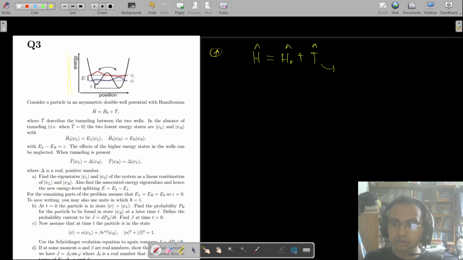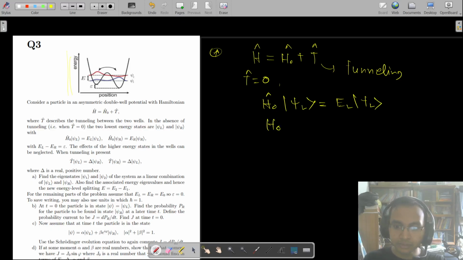In the absence of tunneling, where T is 0, we have the Hamiltonian to be H naught, and H naught has eigenstates psi L, which has associated energy eigenvalue E_L. Similarly, the state psi R has eigenvalue E_R.